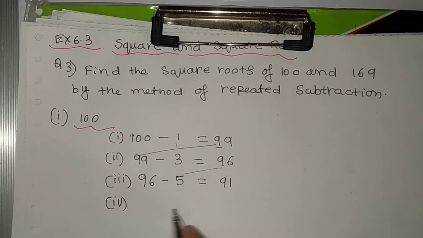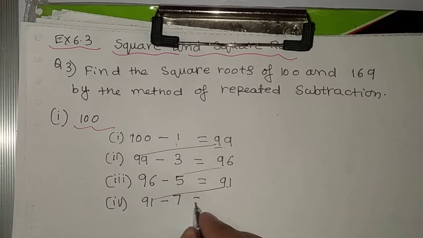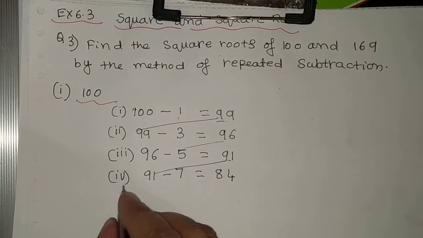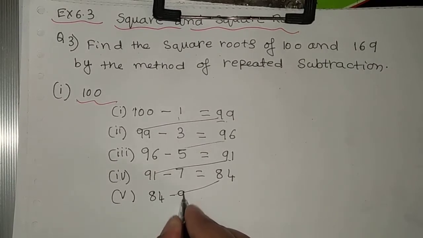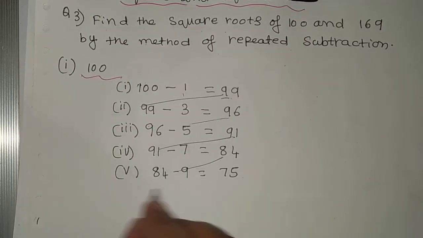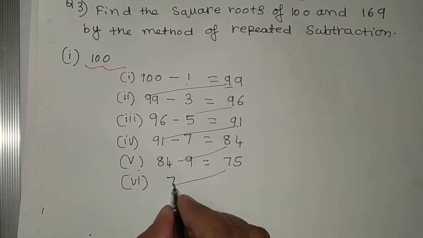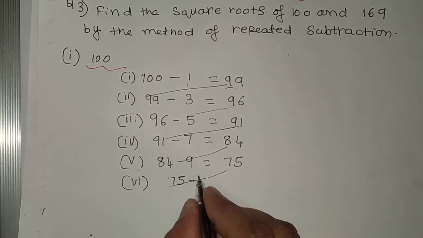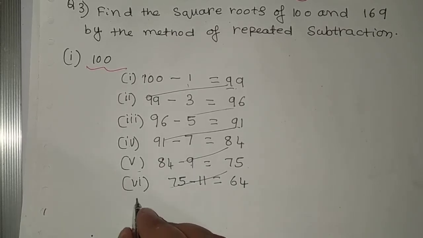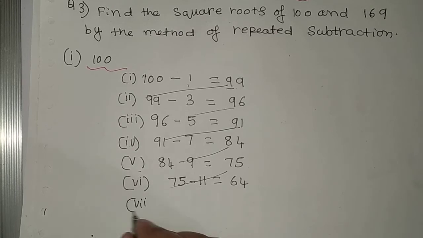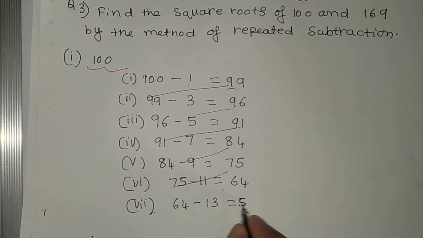Similarly, fourth step is take 91 minus the next odd number, 7, which is 84. Again, fifth step, take 84 minus 9 is equal to 75. Now sixth step, 75 minus the next odd number, 11, is 64. Now seventh step, take this 64, 64 minus 13 is equal to 51.